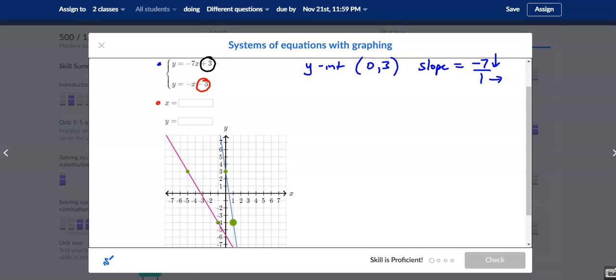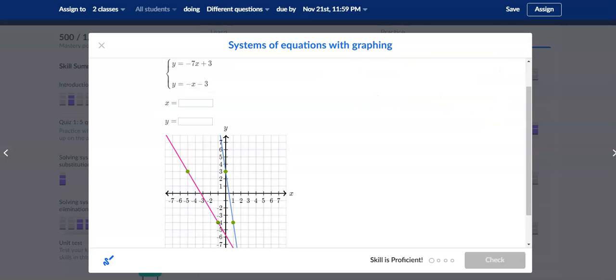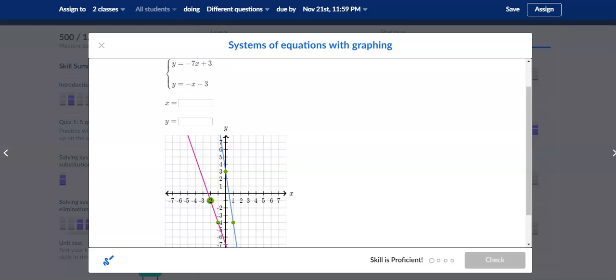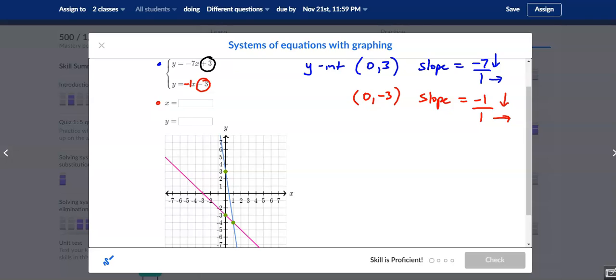So there's my y-intercept at 0, negative 3. This one, it's minus x. So my slope is negative 1 over 1. So I'm going down 1, right 1. So 0, negative 3, down 1, right 1. So my red line crosses at 0, negative 3, and then down 1, right 1. And there we go.